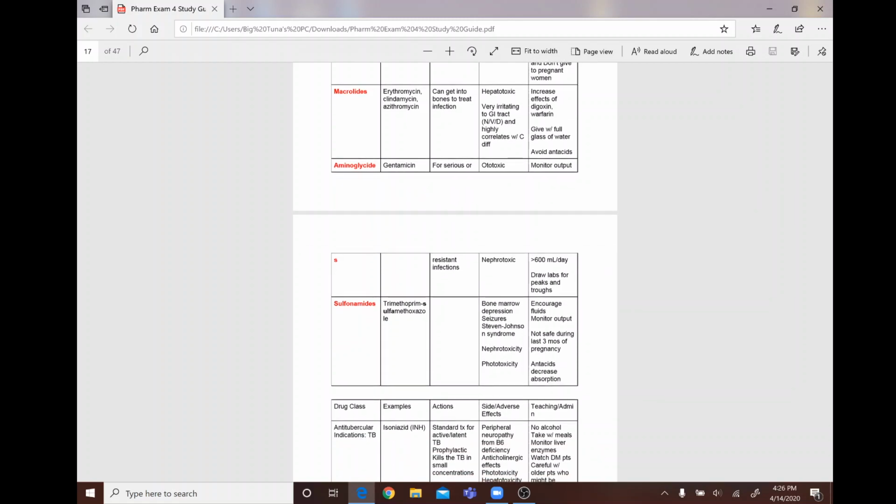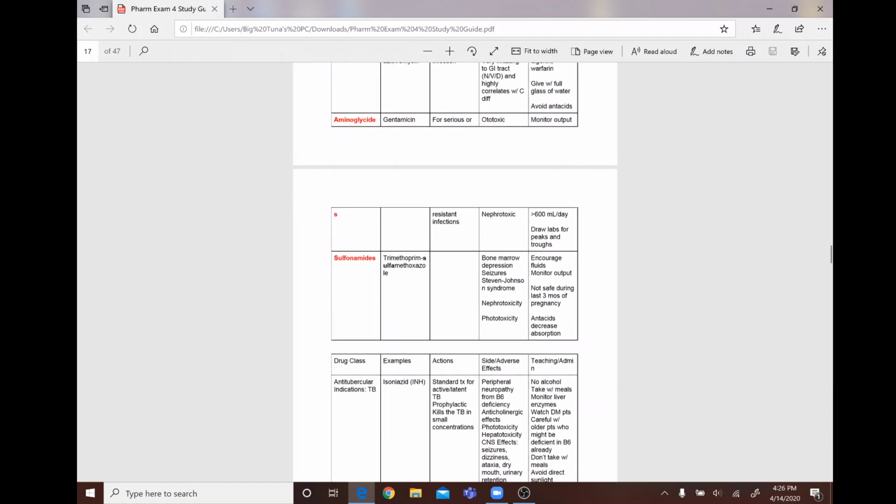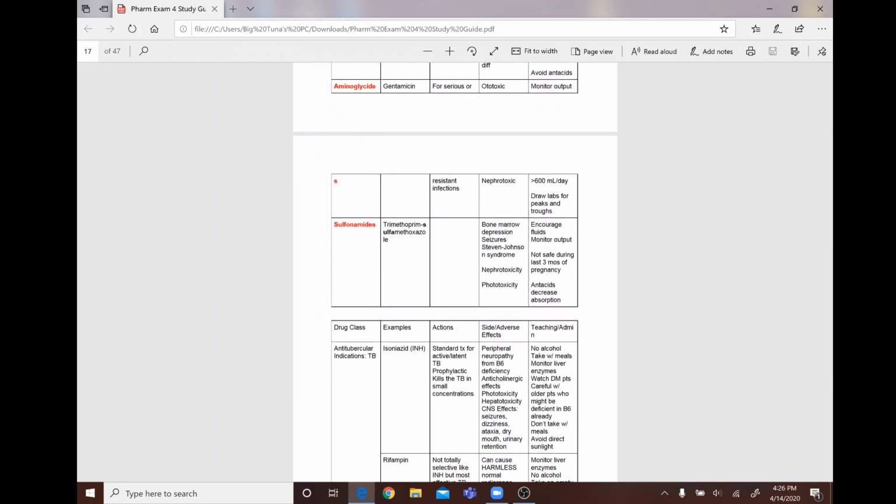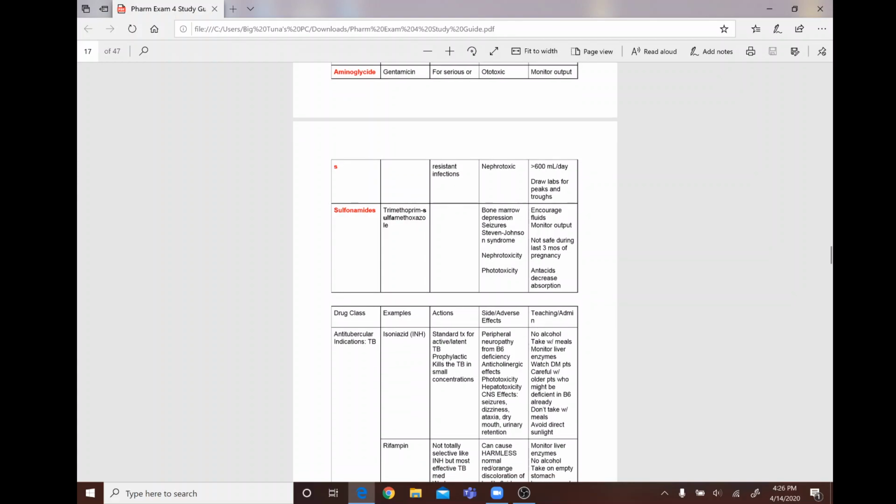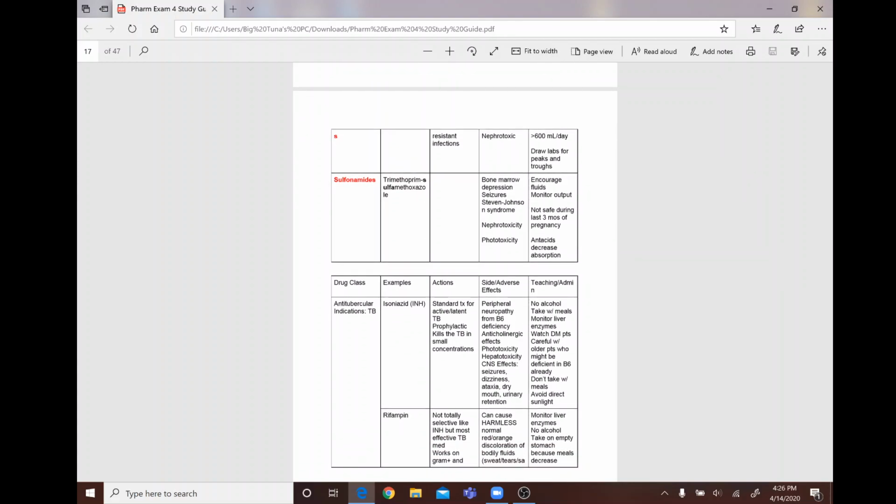With sulfonamides, you've got TMP-SMZ. Sulfonamides can cause bone marrow depression, seizures, Stevens-Johnson syndrome, nephrotoxicity, and phototoxicity. With sulfonamides, you want to encourage fluids and monitor the urine output. These are contraindicated during the last 3 months of pregnancy. With sulfonamides, antacids decrease the absorption of them.